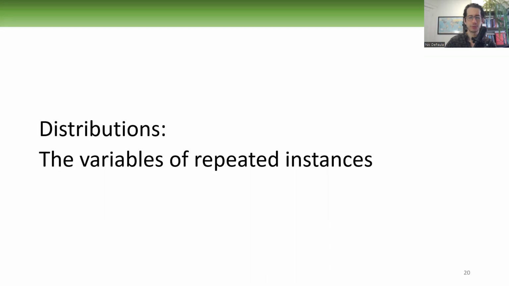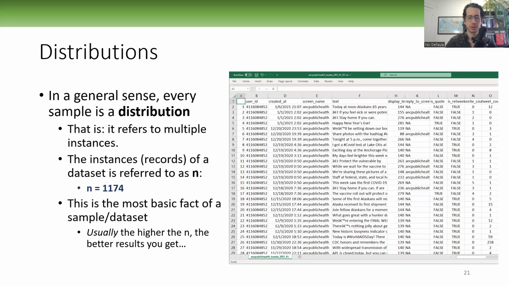Distributions, the variables of repeated instances or repeated events. Let's remember that statistics is about repeated events. It's not about a case study. It's not about n equals 1. It's usually about multiple instances. So in a general sense, every sample, just the sample itself, is a distribution. It refers to multiple instances, and that is what we call n. The instances or records of a data set is referred to as n.